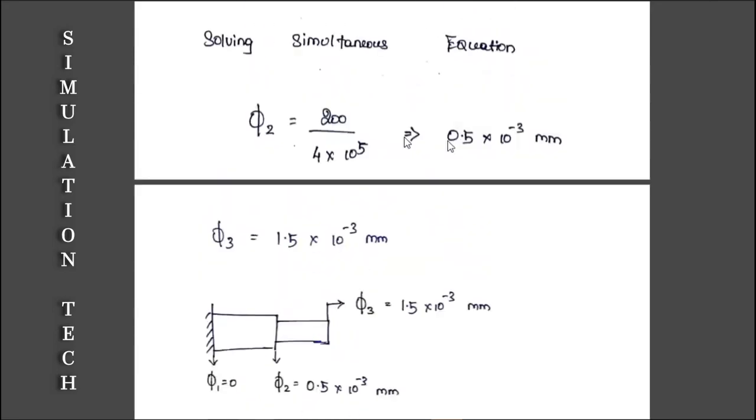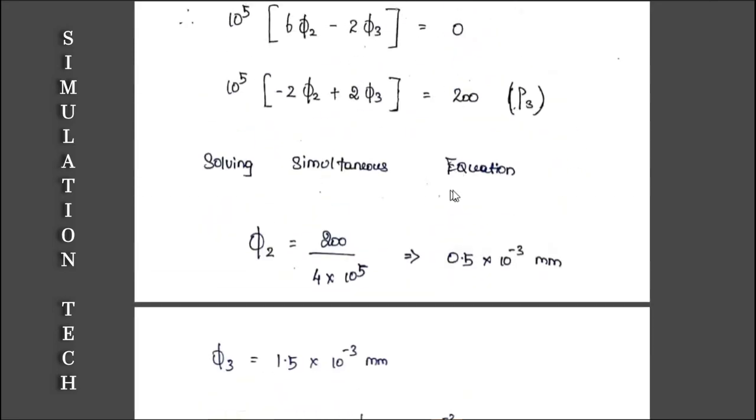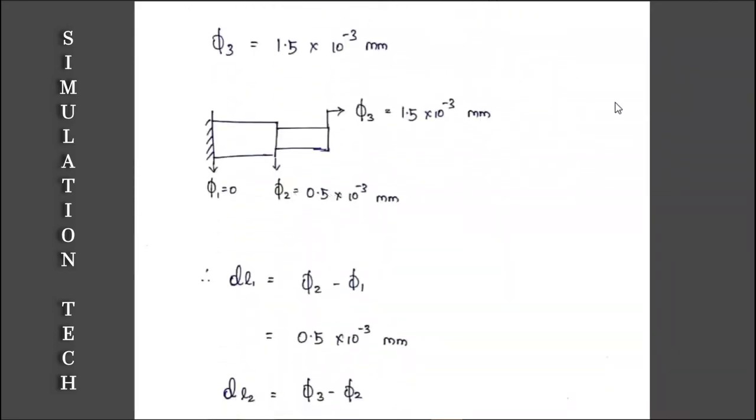So if you apply that same value in any one of the equations, you will get a pi 3 value also. And you need to find that d1 and d2. So pi 1 means from here, and pi 2 means how much it actually deforms from here to here. And pi 3 means how it actually elongated, so from this point to this point. So not from here to here, right?